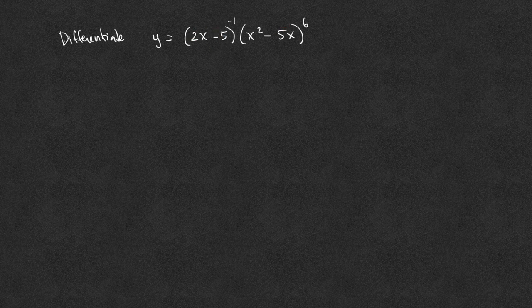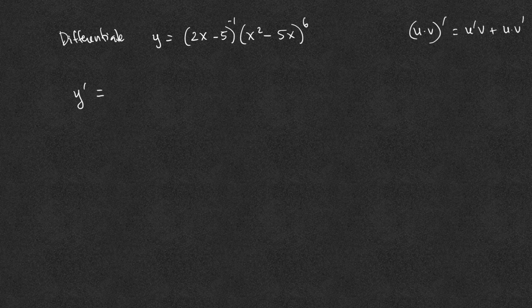Alternatively, we can put the 2x minus 5 in the denominator and use the quotient rule. The answer should be the same. In this case, we will stick with the product rule. Y prime equals, the derivative of u times v is u prime times v plus u times v prime.